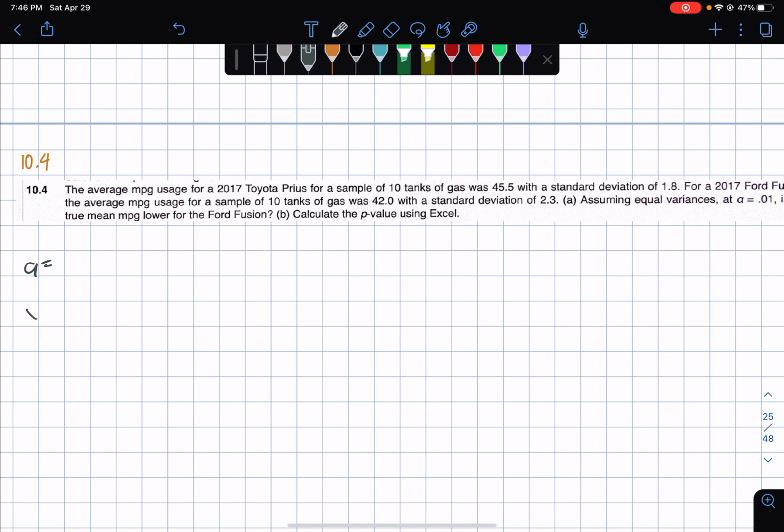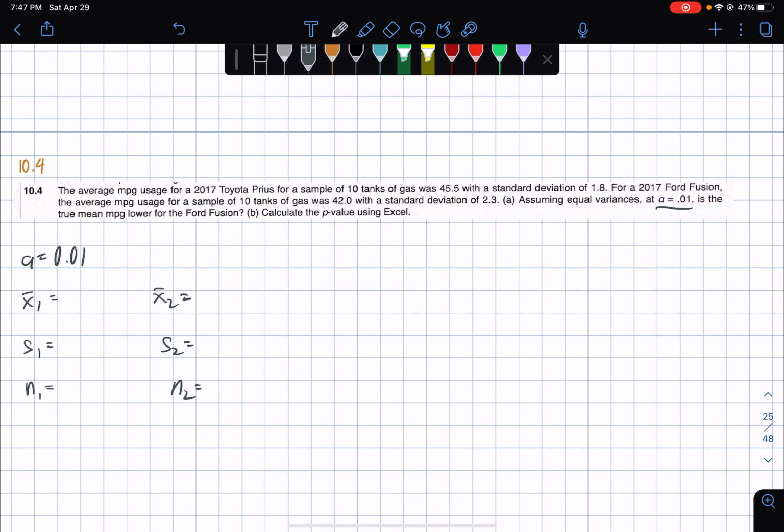A, and then we have x bar 1, x bar 2, S1, S2, N1, N2. For A, we are given 0.01. X bar 1, it's okay. Produce, for example, 10 tanks of gas with 45.5 average MPG usage, sample of 10 tanks, standard deviation of 1.8. The average of the same 10 tanks is 42 with a standard deviation of 2.3.